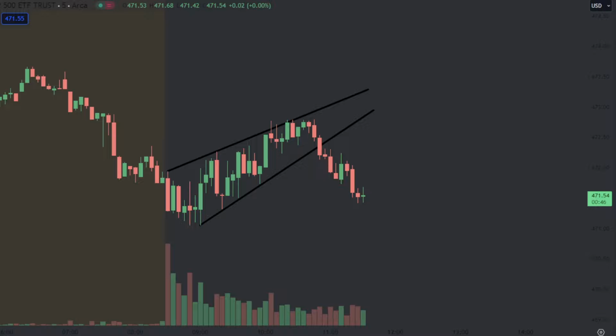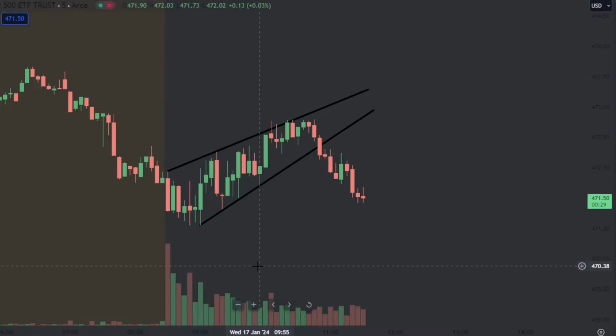So ascending wedge, what this is, it is essentially an upper and a lower trend line that are converging as time goes on. So, it starts wide here at the bottom, and then it slowly gets more narrow, indicating that highs are converging with lows.